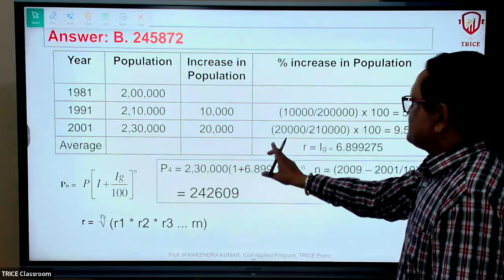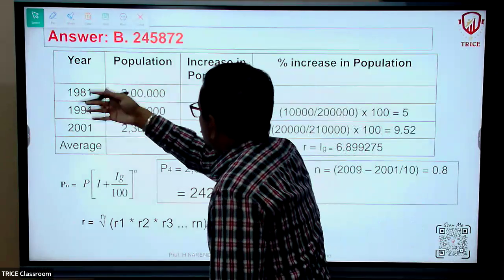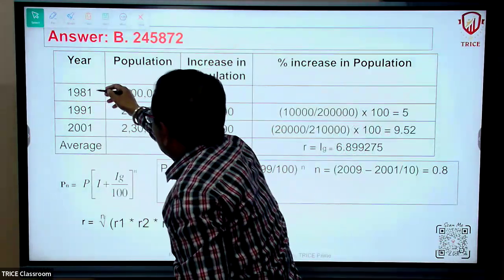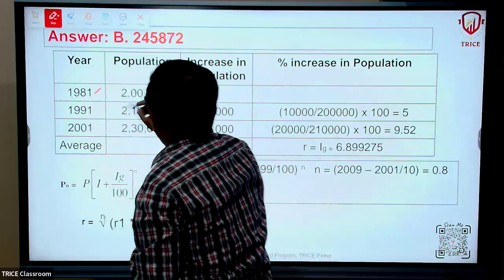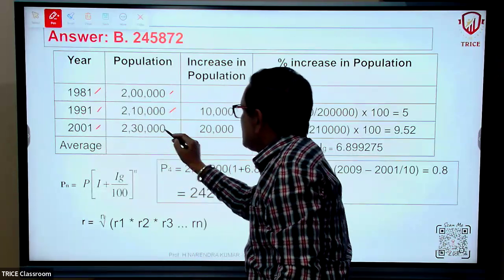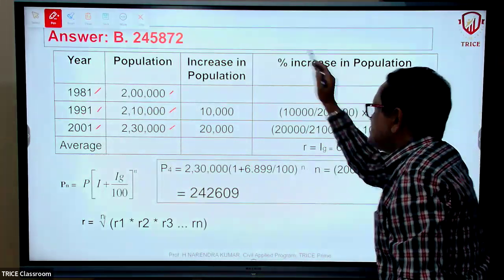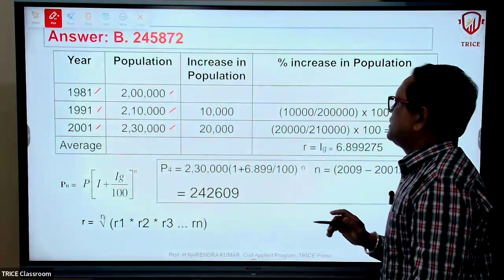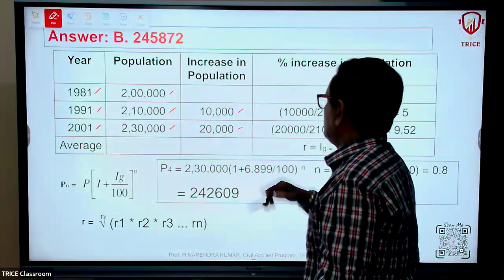So don't go to the answer first. See the tabular column. First of all, whatever data is given in the problem statement is systematically written in this tabular column. So here population 81, 2 lakh, 91, 2,10,000, 2001, 2,30,000. In order to calculate percentage increase in population, this is mandated, right? Increase in population. Without this, you cannot go here. So what is the increase in population? 10,000. The next one is 20,000.